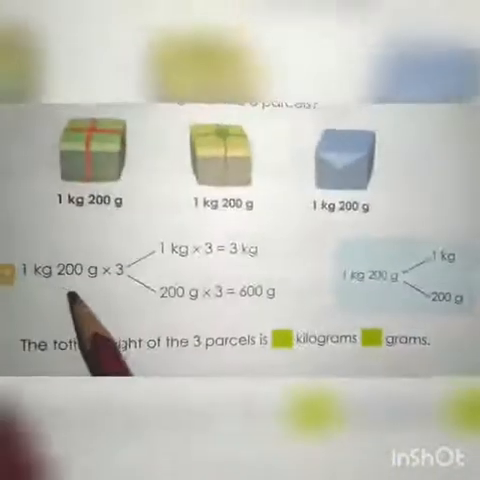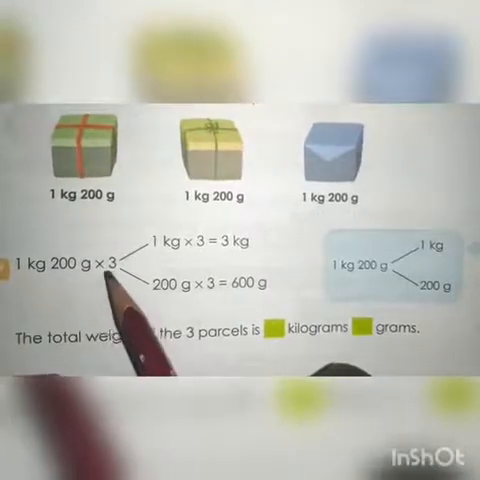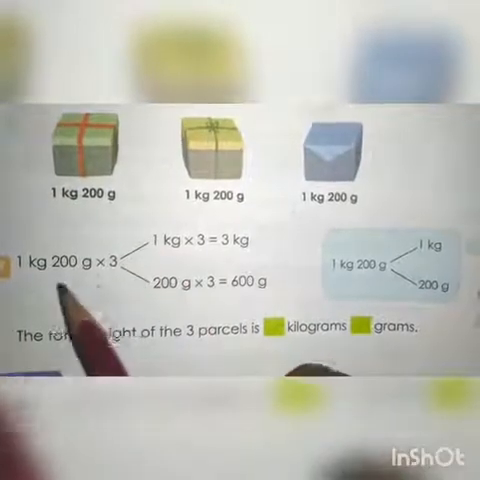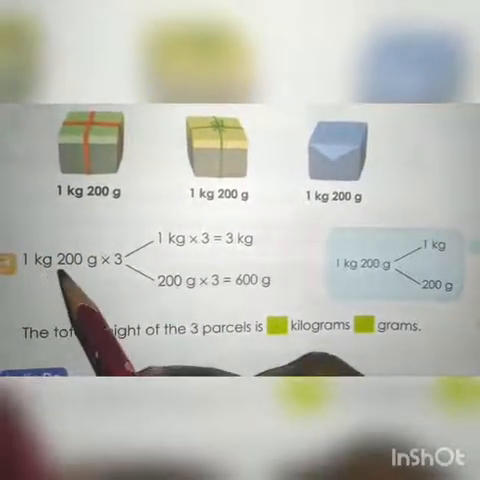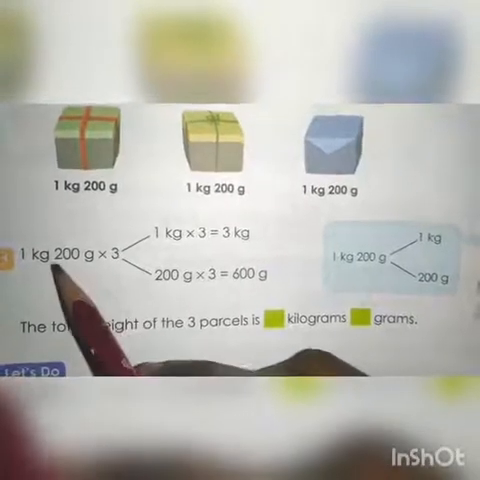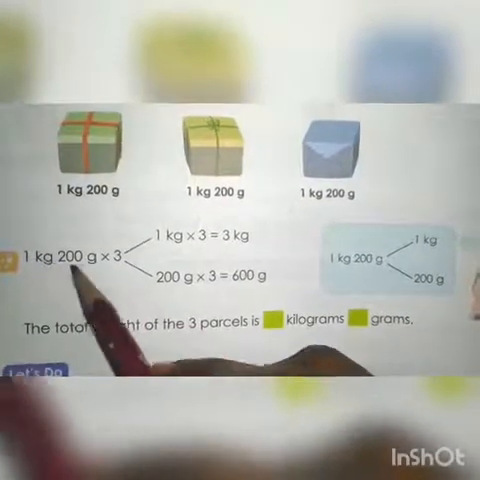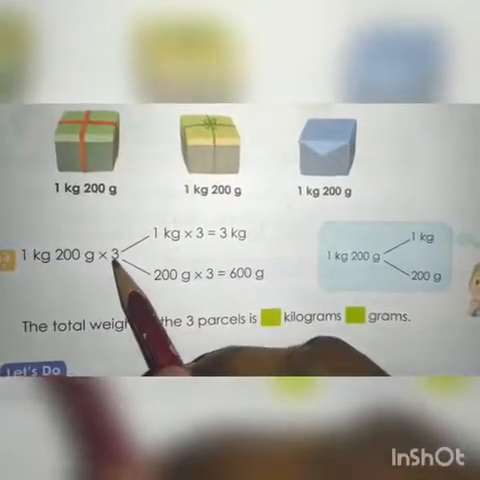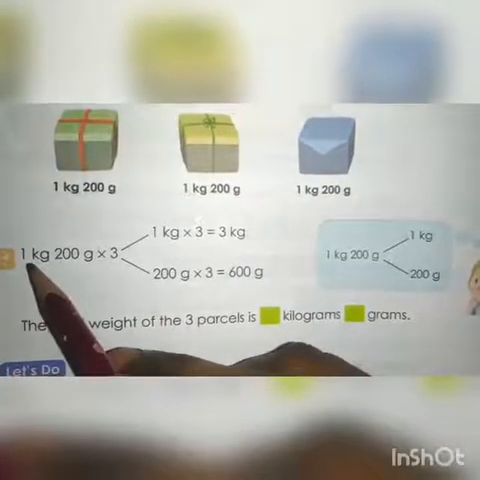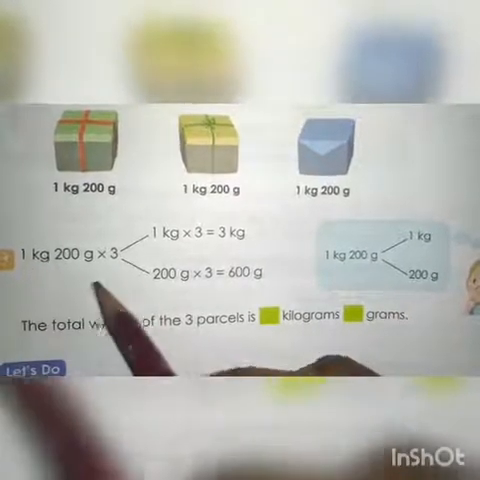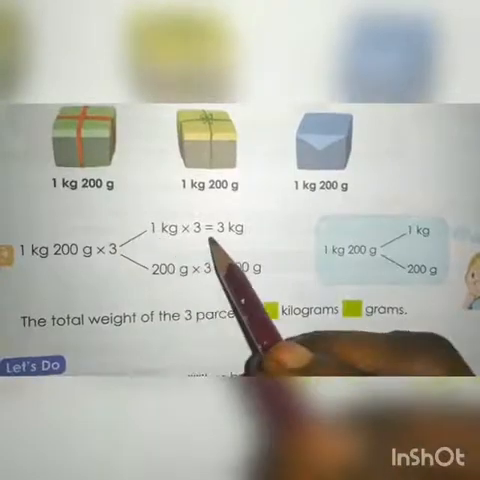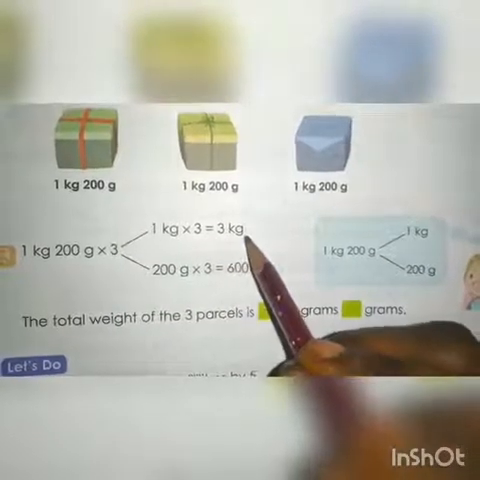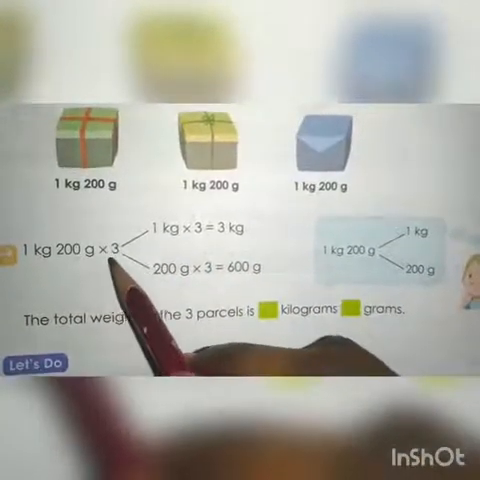1 kg 200 gram into 3 is equal to... we cannot multiply it directly for gram and kilogram. So we have to separate the kilogram and gram and multiply with 3 separately. Let me multiply with 1 kg. 1 kg into 3 is equal to 3 kg. Now multiply 200 gram with 3.